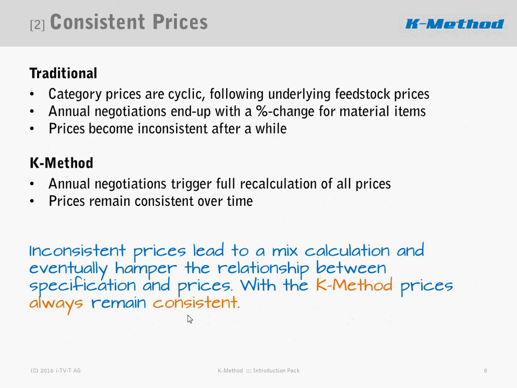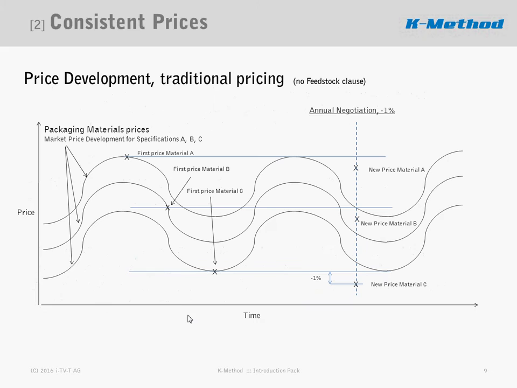The second one is consistent prices. Consistent prices is something you would be interested in because if you don't have consistent prices, then it is very difficult to negotiate prices. You can bargain, but you cannot negotiate inconsistent prices. Let me take you through an example of this one.